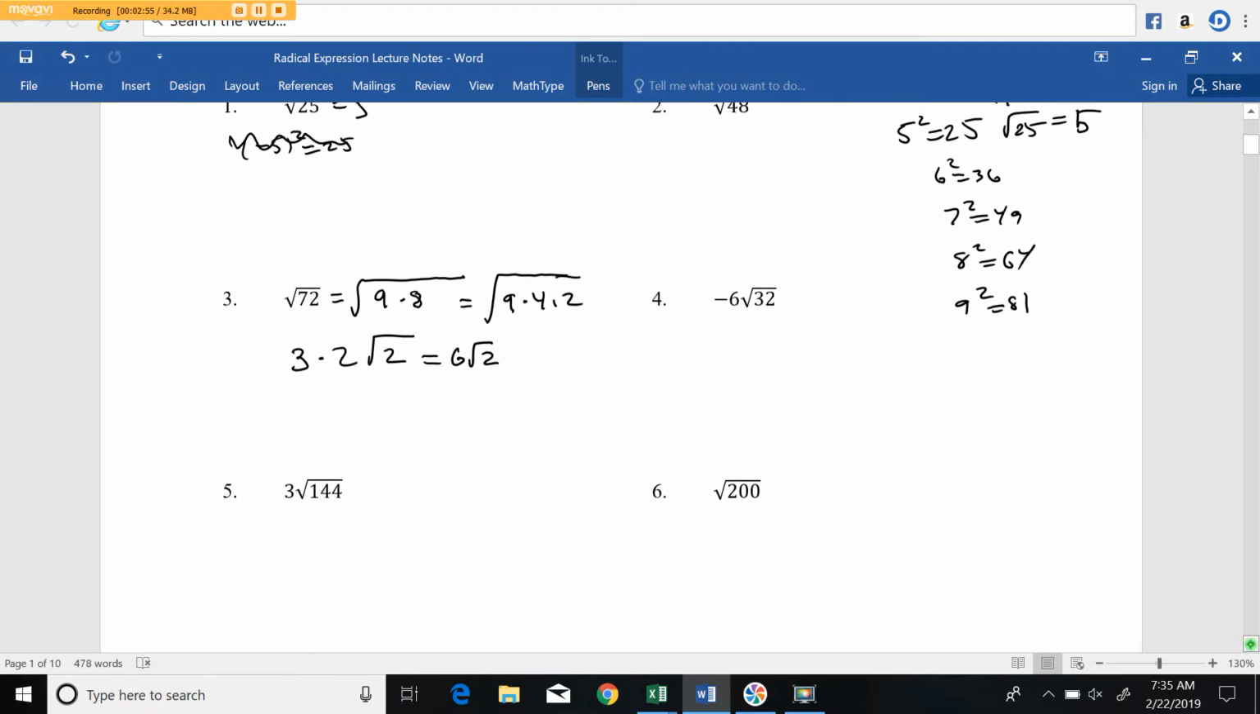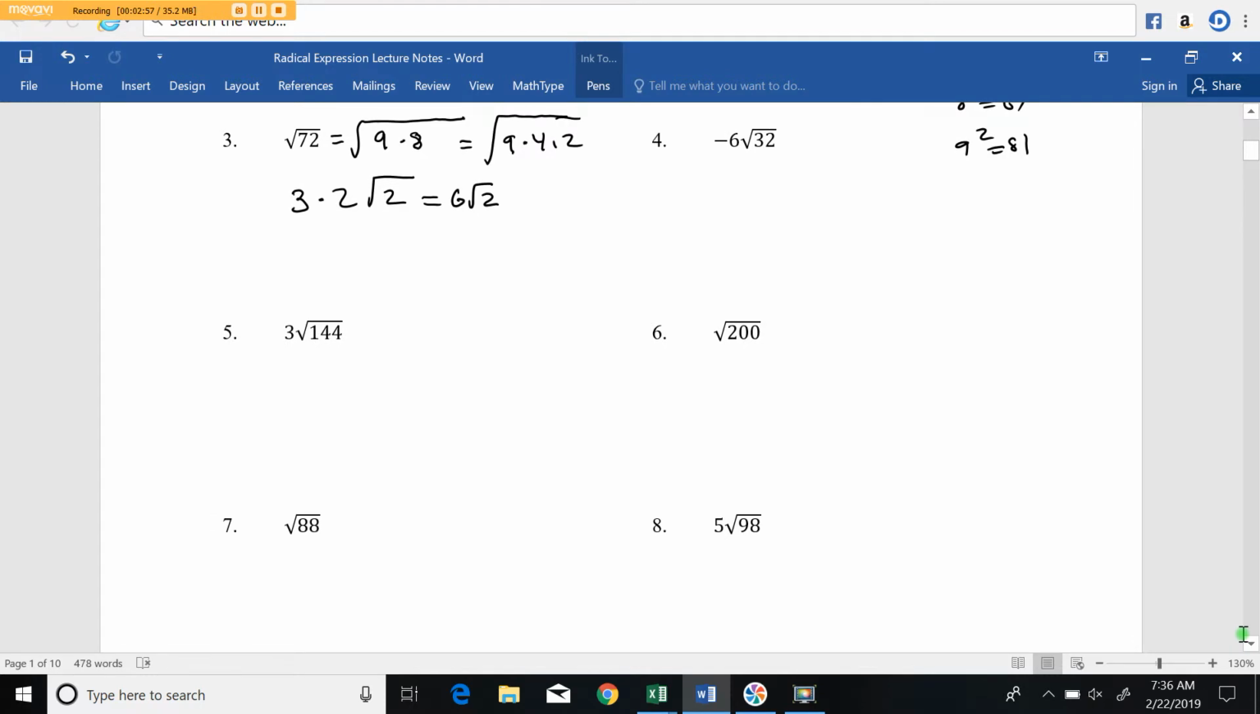All right, let's take a look at this one. Number 5 here. Okay, 3 times the square root of 144. Well, 12 squared is equal to 144. So the square root of 144 is 12. So this is equal to 3 times 12, which is 36.